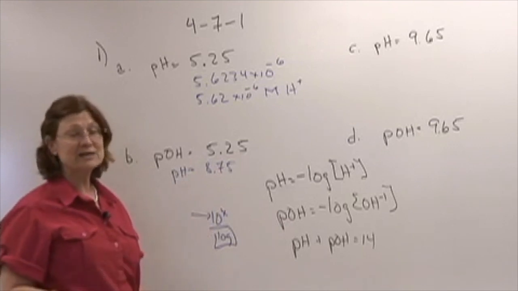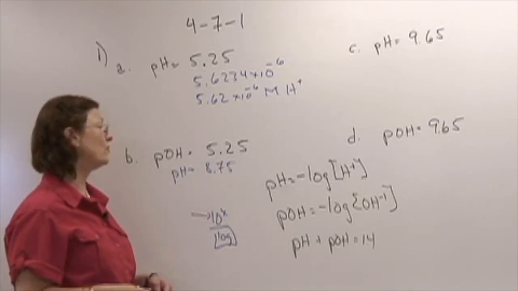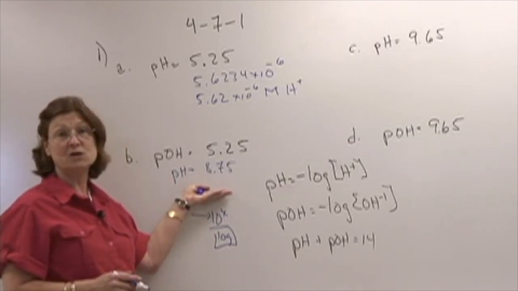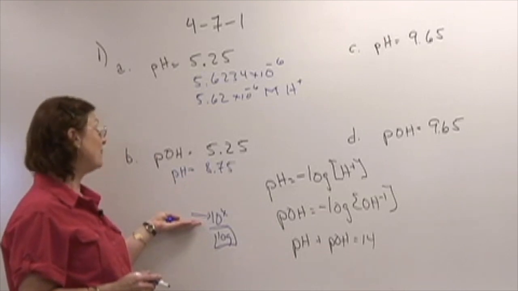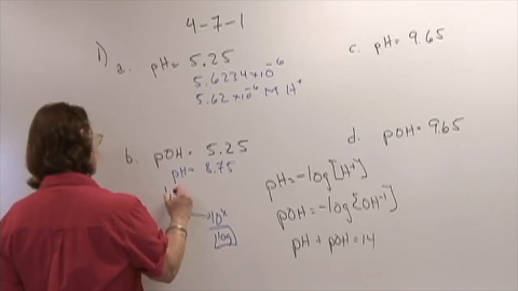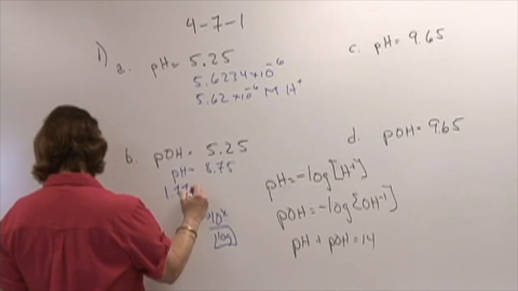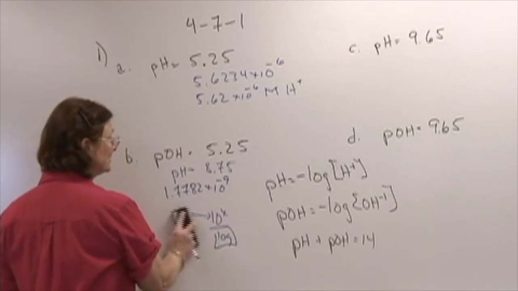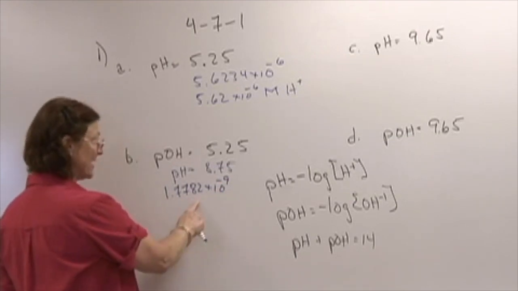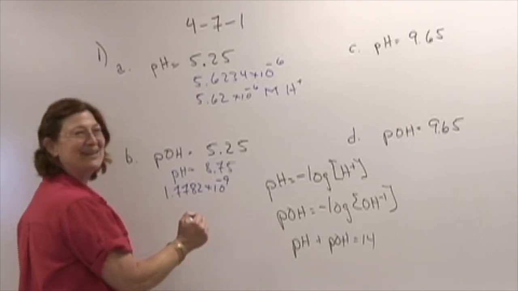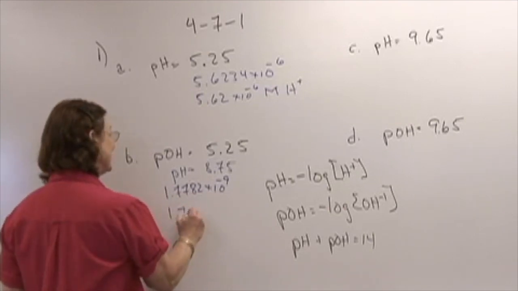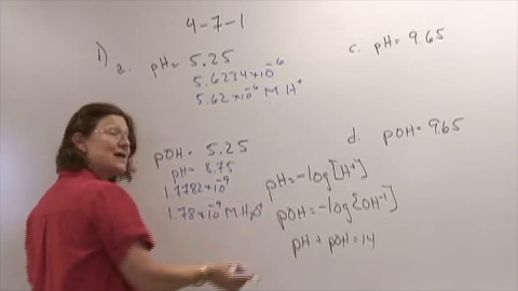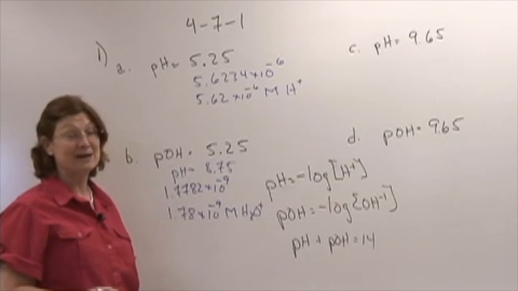Whether I subtract it from 14 or just subtract 14 at this point, this number must be negative before I take the inverse log, before I get the 10 to the x. And when I do that, I should come out with 1.7782 times 10 to the minus 9. I'm going to take this to the hundredths place, so the 8 rounds the 7 up, and I get 1.78 times 10 to the minus 9th molar hydronium ions, because I can say hydrogen ions or hydronium ions, they're the same thing.